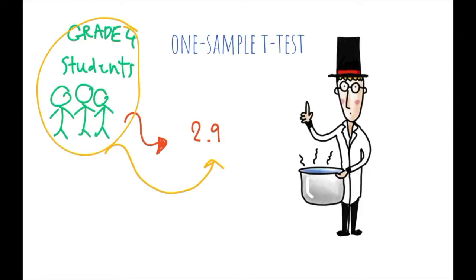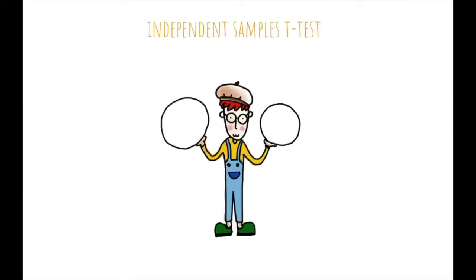Another t-test is called independent samples t-test. This t-test compares two sample means from different populations regarding the same variable to determine whether the difference between the two means is statistically significant or occurs by chance alone.